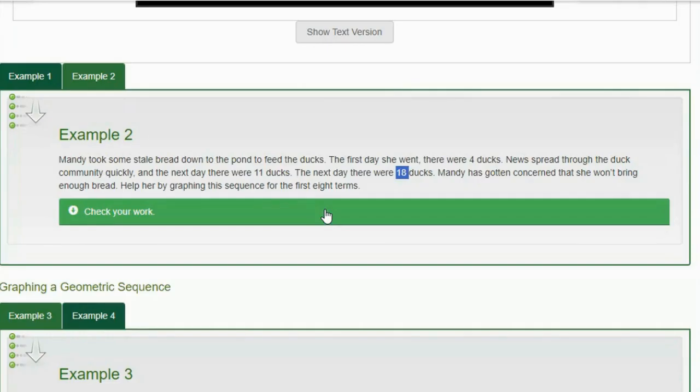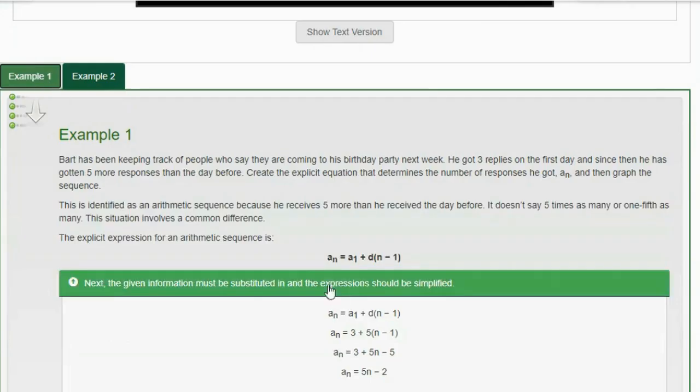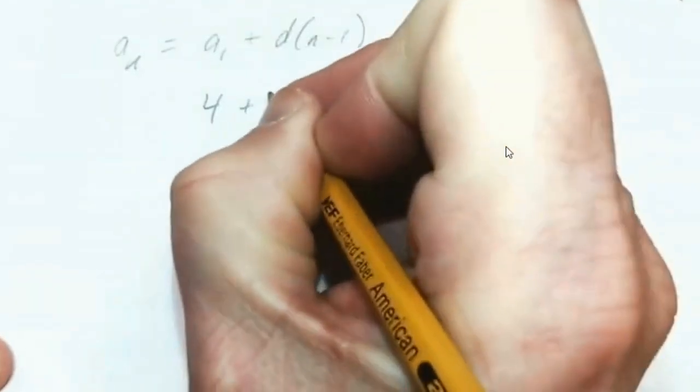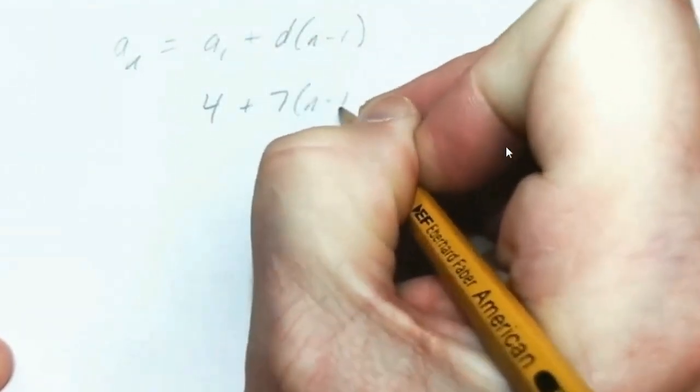So yeah, I'm going to get some paper out. Let's figure out how to graph this, because we need to write an equation that would work for that. So if we look back at our first one, they used the a sub n. I will launch my camera here. I'll write this down. All right, and it said on the first day, a sub 1, there was 4 ducks, and then there was 7 more ducks each time.